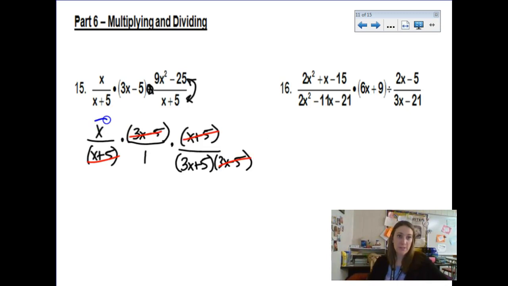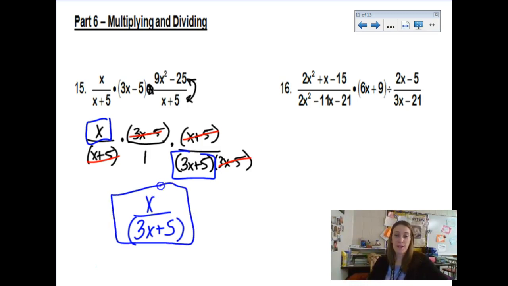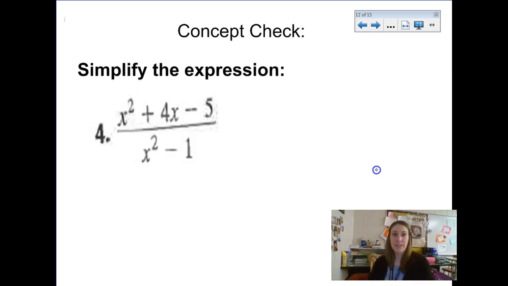So in my numerator, I still have an x. In our denominator, you still have a 3x plus 5. Nothing cross-cancels because 3x plus 5 is its own number. There are no twins, no monomial pieces that cancel, so that is our answer. Alright, I'm just going to scan ahead a little bit here.